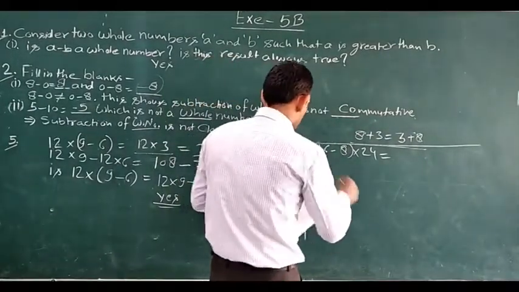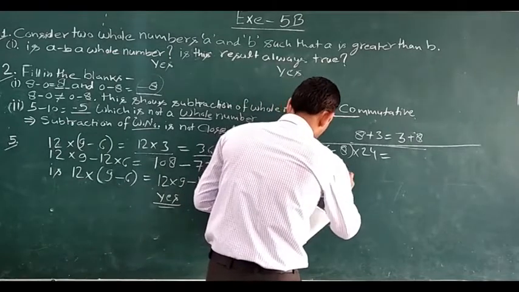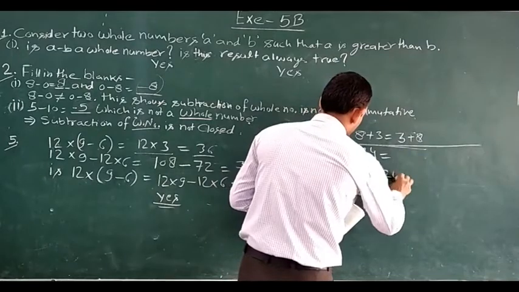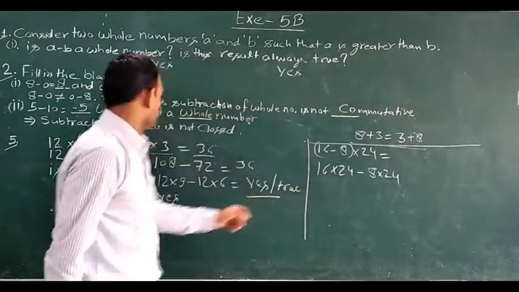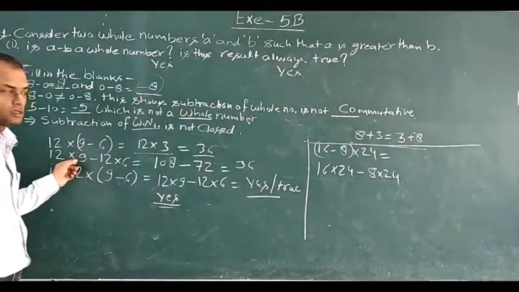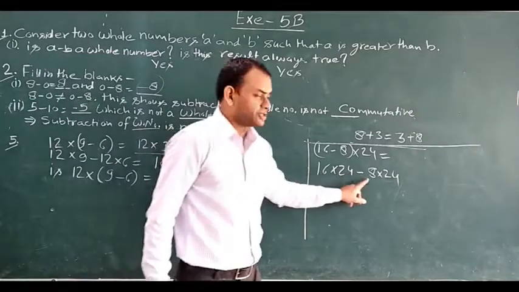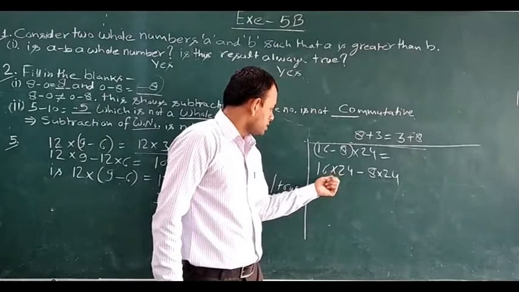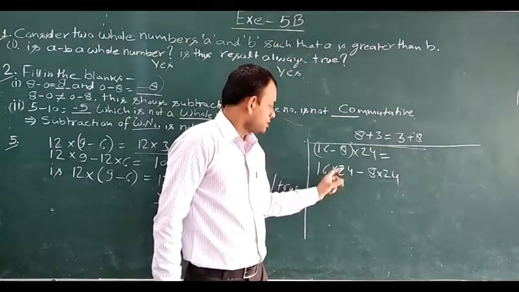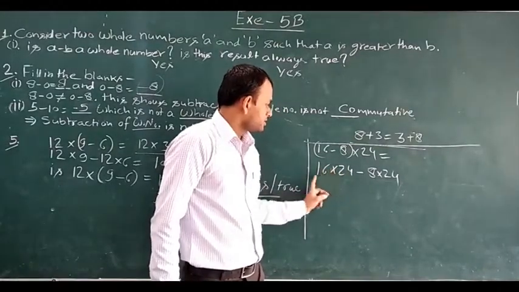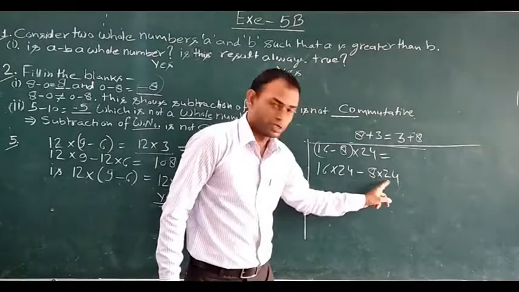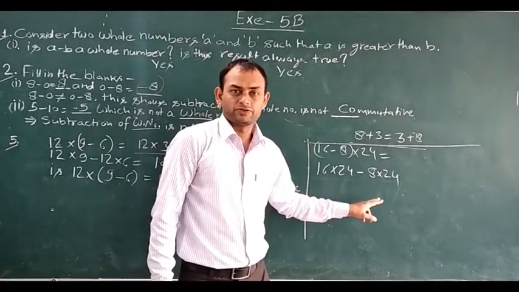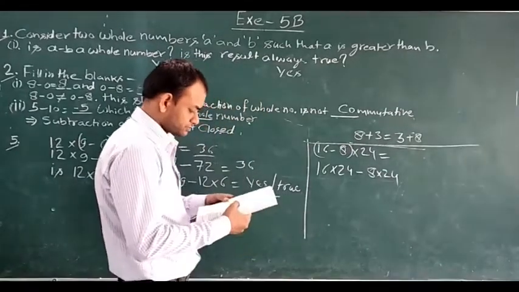Now 16 into 24 minus 8 into 24. The same question is there here. Multiplication and subtraction, two signs are there, and according to BODMAS, you will do the multiplication first. Multiply 16 into 24 and multiply 8 into 24. And whatever you get, then subtract the values, and you will get the answer.